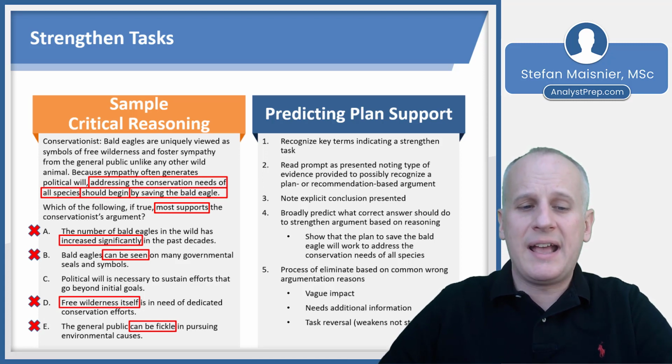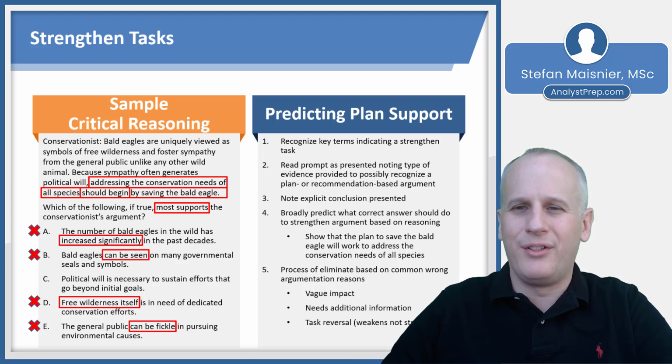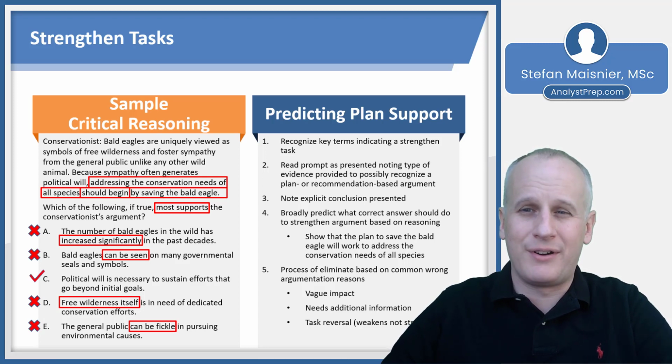So that would, again, show that you should not start with the bald eagle, maybe start with something that is more in need. And if we look at choice C, political will is necessary to sustain efforts that go beyond initial goals. Well, that, while incredibly bland, is going to be something that shows the link between needing to go to the next level of conservation needs, because we know the bald eagle gets sympathy. Sympathy gets the political will, and the political will then says we will continue. And therefore, the incredibly bland and not all that memorable answer choice C ends up being our correct answer.